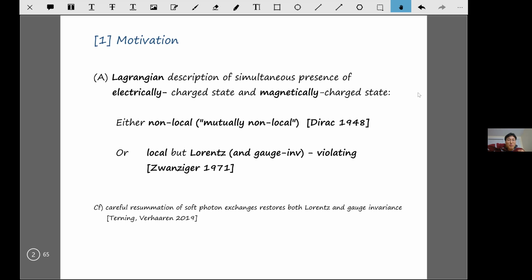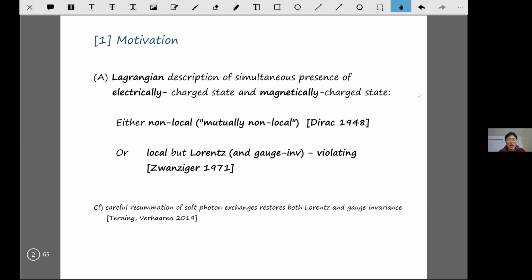Obviously, if our theory contains only electrically charged particles, we definitely know how to get the Lagrangian description, which is manifestly local. And the same is true if the theory contains only magnetically charged particles. It is trivially local, it's good. But the problem is that if we want to bring both into the game, then all of a sudden there's this challenge.